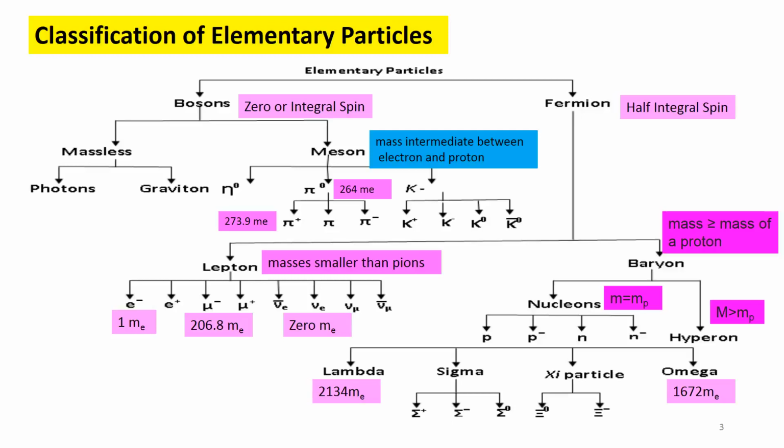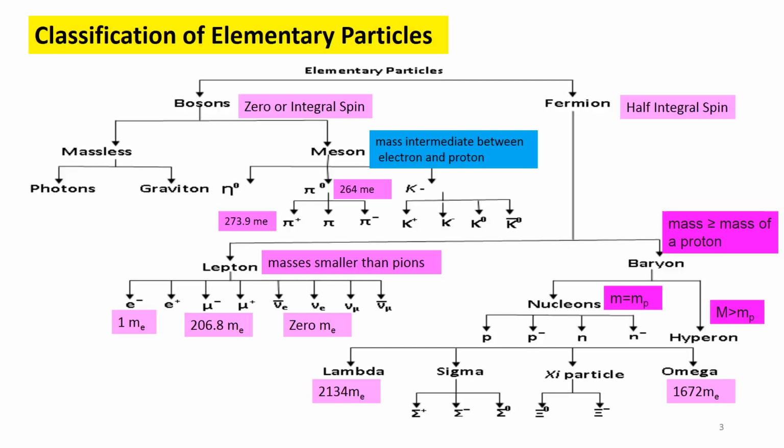Another part of the elementary particles is the fermions. Fermions are classified into two types of particles: leptons and baryons. Leptons are elementary particles whose masses are less than the pions. Baryons are elementary particles whose masses are greater than or equal to the mass of the proton.